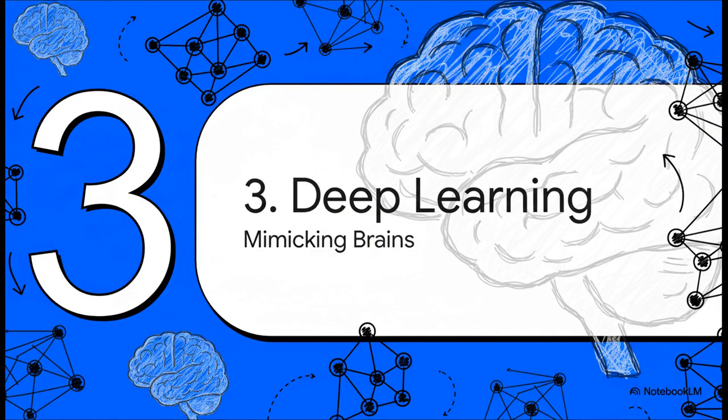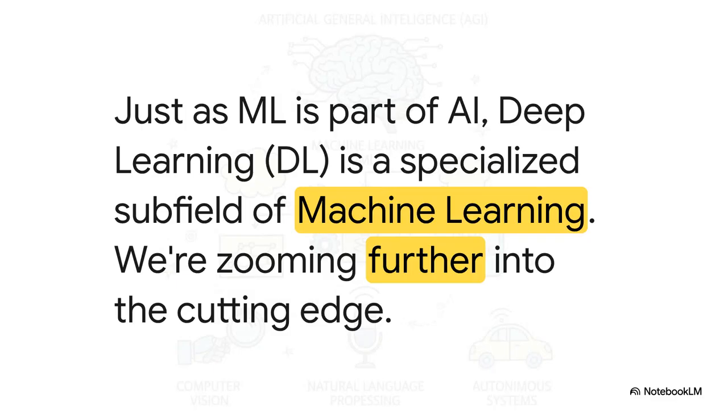But wait, it goes even deeper than that. Because within the world of machine learning, there's an even more specialized approach called deep learning. And this is where things get really fascinating, because this is where we start trying to mimic the human brain itself. And again, the visual just makes it crystal clear. Just like machine learning is a part of AI, deep learning is a specialized subfield of machine learning, zooming in further and further, getting closer to the absolute cutting edge.